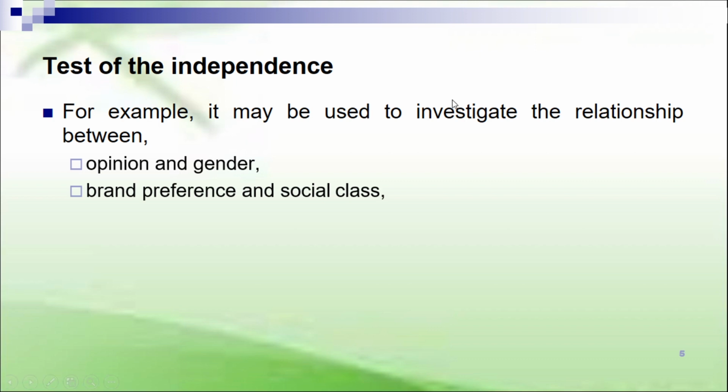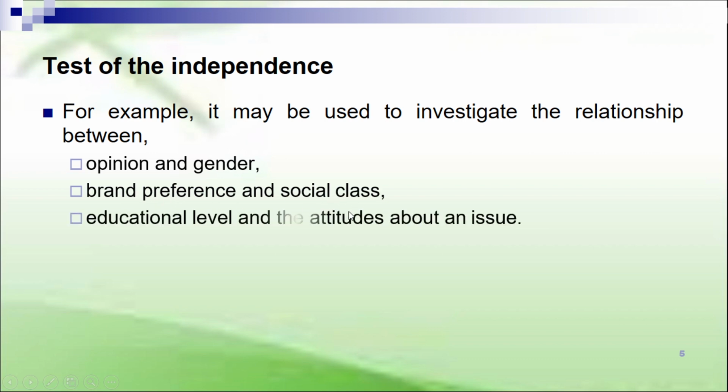Another example is to investigate the relationship between brand preference and social class. The two qualitative variables here are brand preference and social class. Using the test of independence we can check whether there is any relationship between brand preference and social class. And the third example is to investigate the relationship between education level, which is an ordinal scale variable, and attitudes about an issue, which is also a qualitative nominal variable.